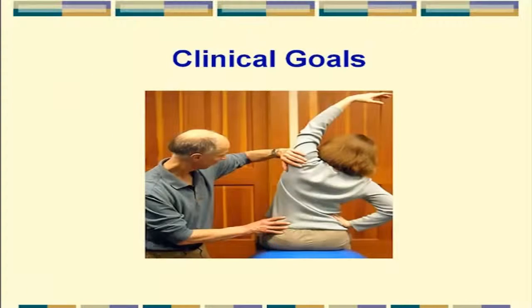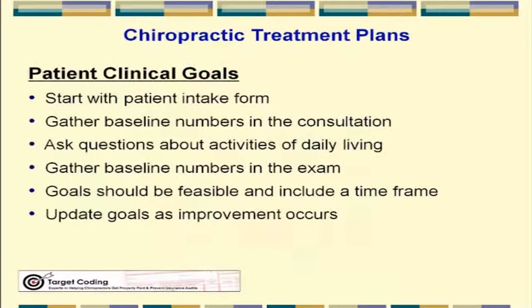Next, the goals. You need to have goals for the patient. I know years ago, for those of you in practice for, I don't know, more than 10, 15 years, we didn't really set goals back then. Nowadays, you must. Especially if you're going to be seeing the patient more than 6 to 12 visits, you have to create goals and meet the goals. If you don't meet the goals, you have to discharge the patient because whatever you're doing isn't working, right? So you have to set clinical goals. You could start with the patient's intake form. You could get baseline numbers in the consultation, baseline numbers in the exam. Update the goals as the patient is improving. Set goals that are feasible and include a time frame.